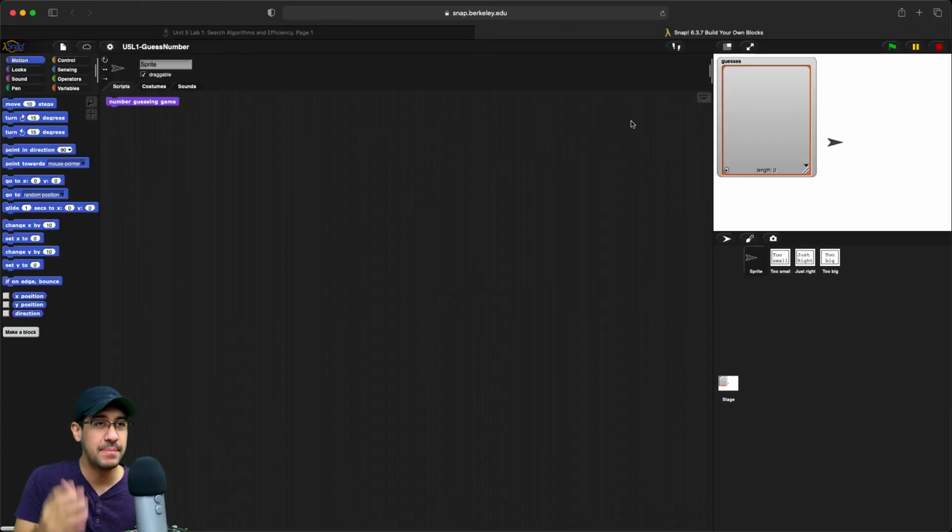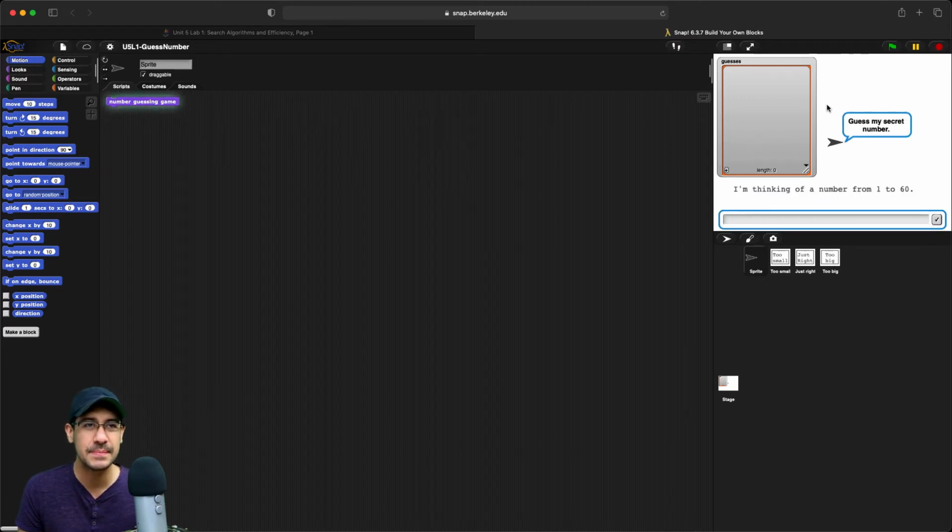Snap is up to version 6.3.7, which is pretty crazy because back when I used it, it was like version 3 or 4 or something like that. Okay, so let's see. This number guessing game, I think I remember doing something like this in the past, where the computer comes up with the secret number and we, the user, have to guess it or come up with a strategy to guess it.